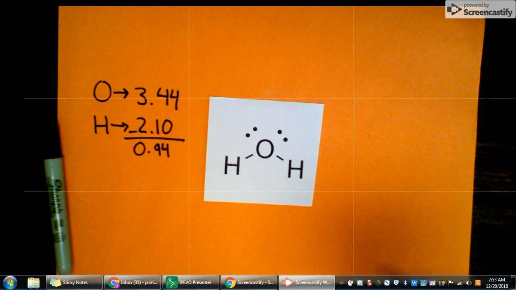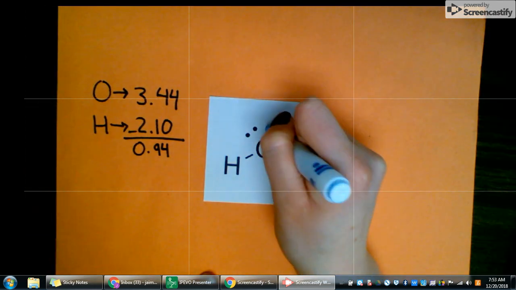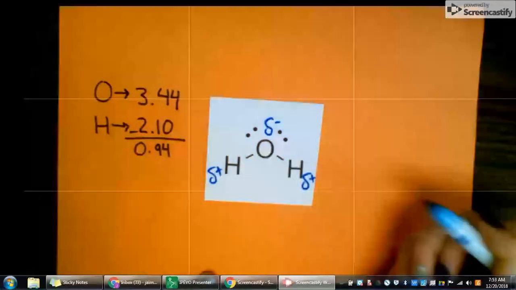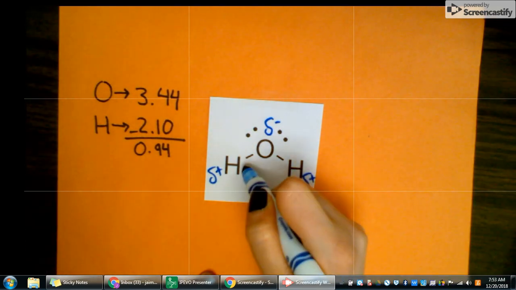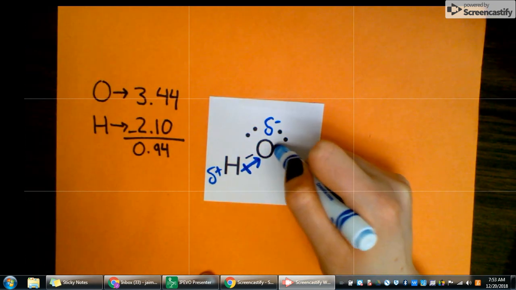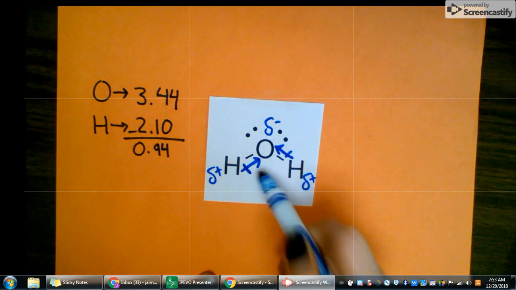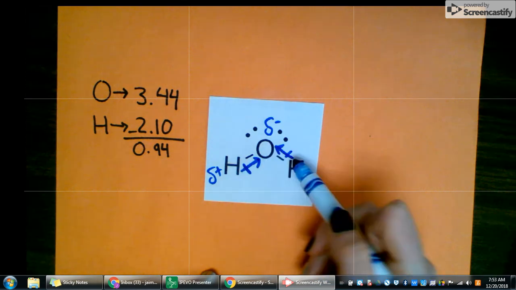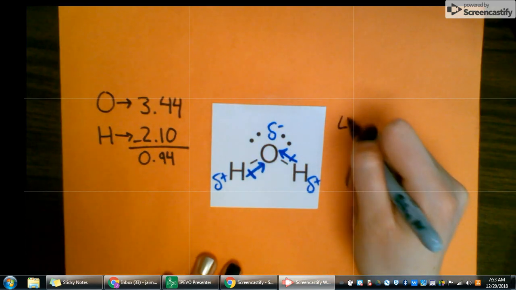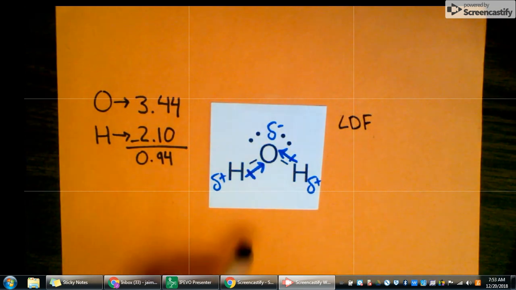I'm going to go ahead and label my more electronegative atom with a partial negative charge, which means my hydrogens both have partial positive charges. My dipole arrow on the bond is going to go pointing towards the oxygen. Sorry, I know I put those on different sides of the bond, but they are both bond dipoles. And so now we can figure out whether or not this has anything in addition to LDF.